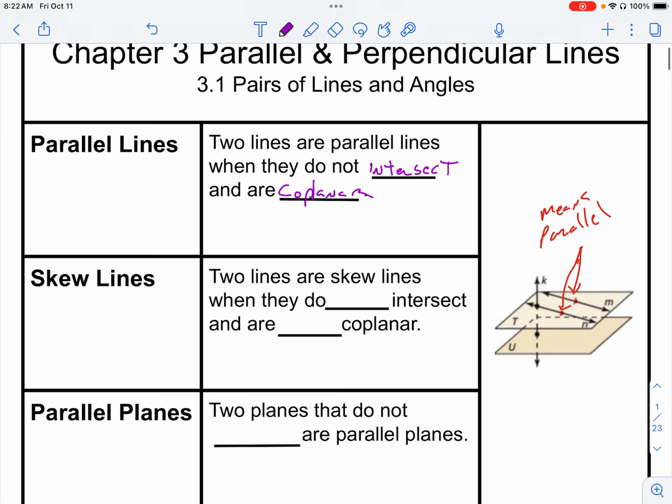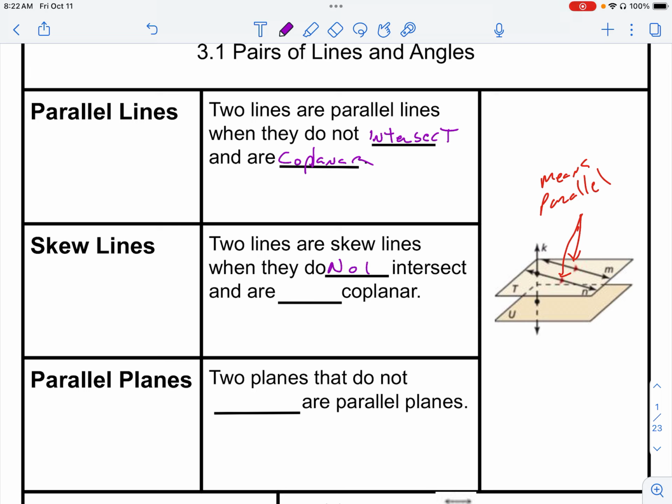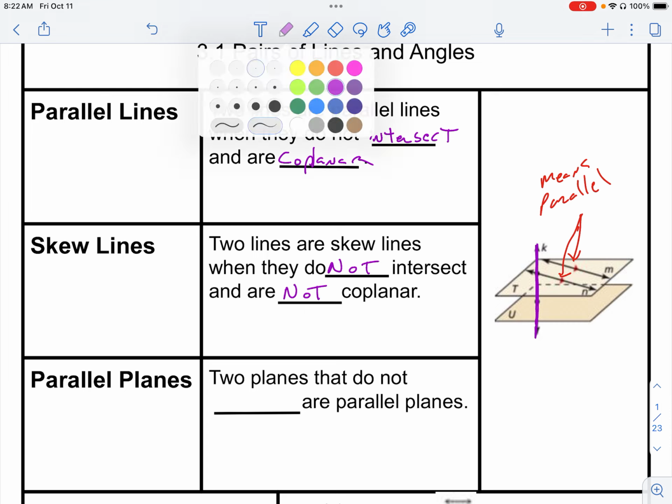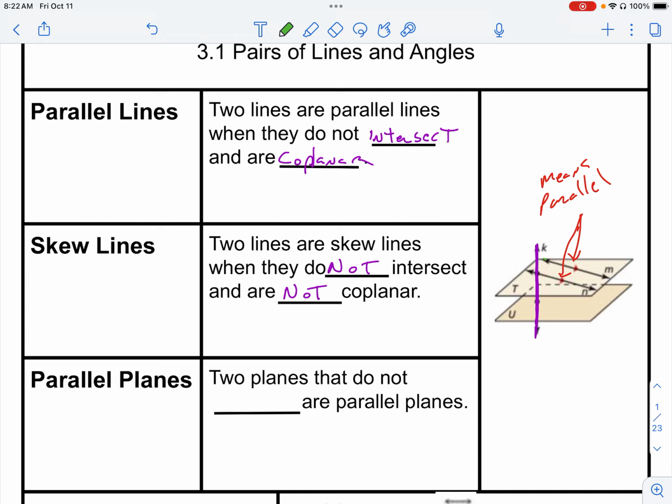Next are skew lines, and skew lines do not intersect and are not coplanar. So what does that mean? So here we have line K, and over here we have line M. And they're going to pass each other like ships in the night, but they're not going to touch. That's skew. Line K is not on the same plane as line M, and yet they do not intersect.